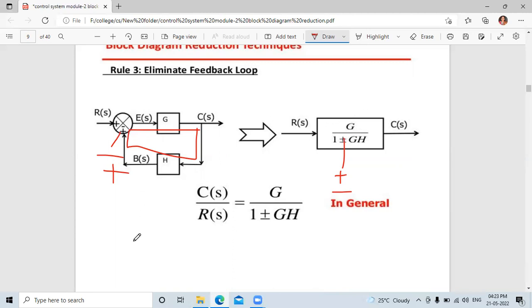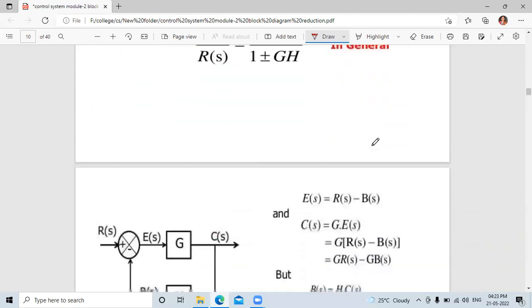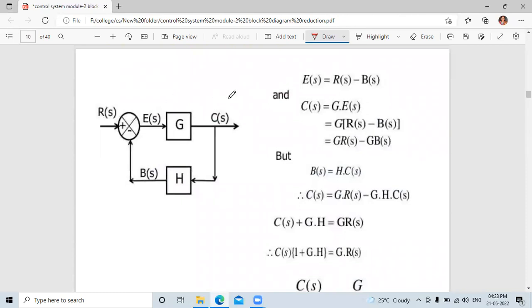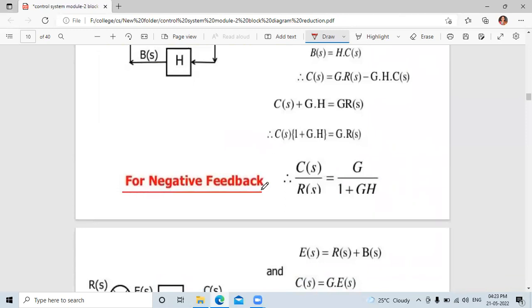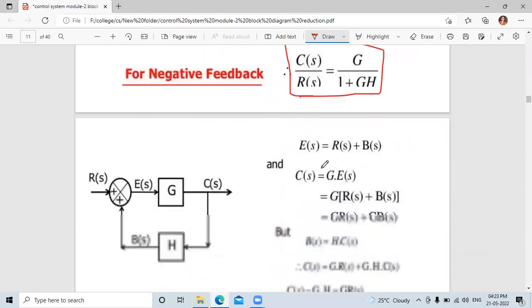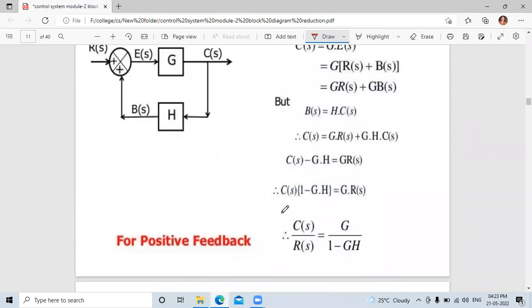For example, if the summing point is negative, then G divided by 1 plus G into H. If it is positive, then G divided by 1 minus G into H. Here, they have solved this formula for negative feedback, and this one they have solved for the positive feedback formula.